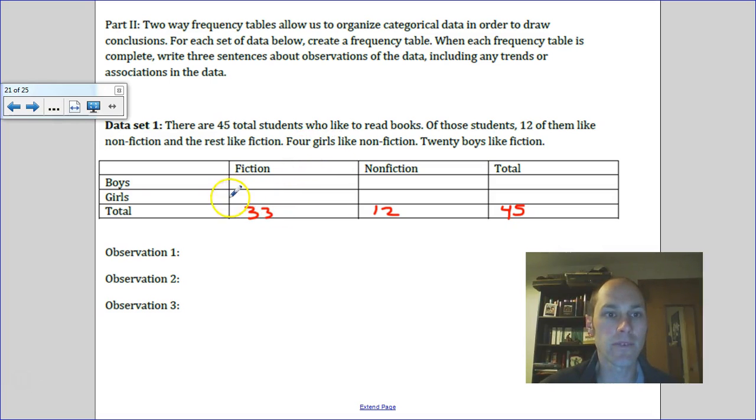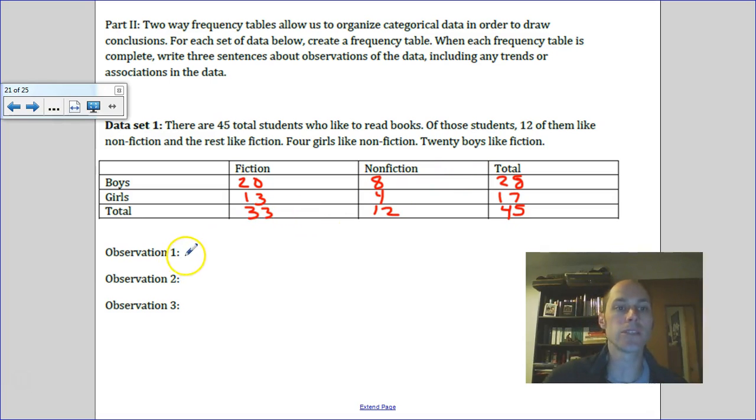4 girls like nonfiction, so girls nonfiction is 4. That leaves a total of 8 boys in nonfiction. 20 boys like fiction, which means there's got to be 13 girls that like fiction. That would mean a total of 28 boys and a total of 17 girls in this survey, and 28 plus 17 is 45, 33 plus 12 is 45. All our numbers should match up.